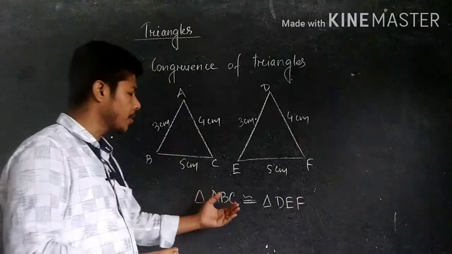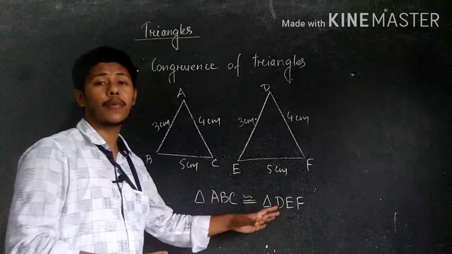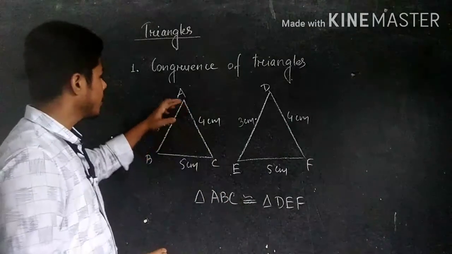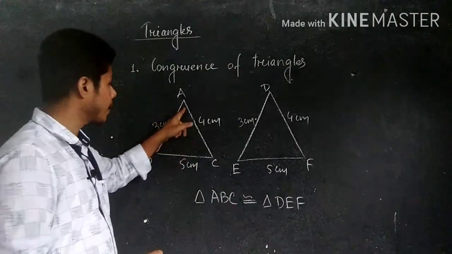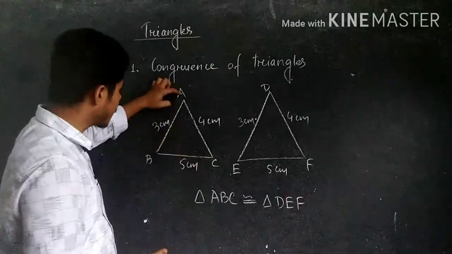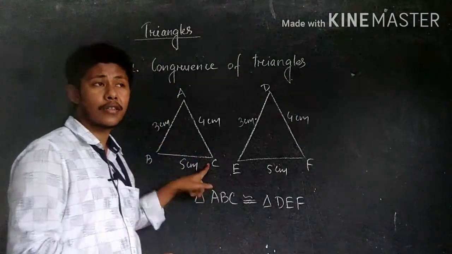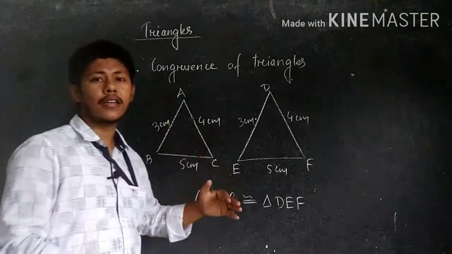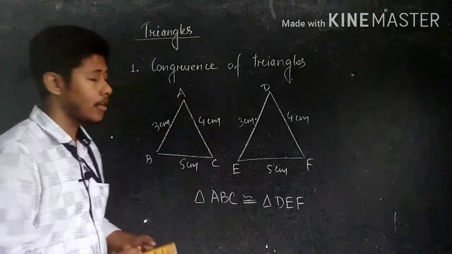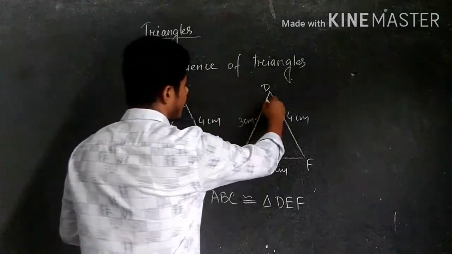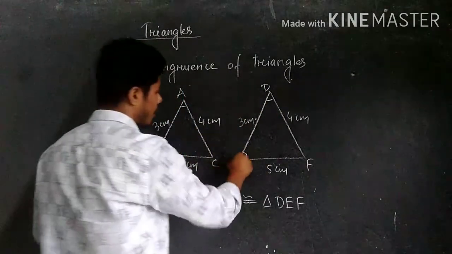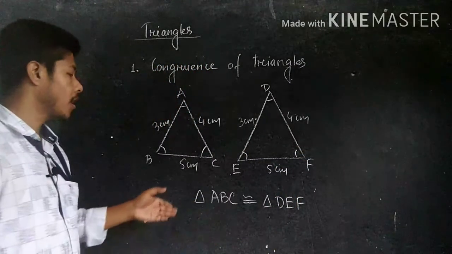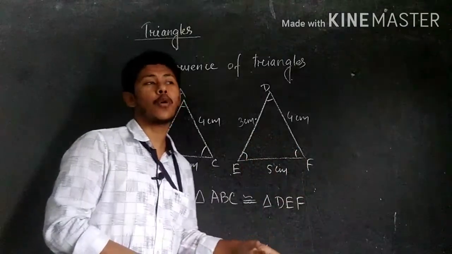Okay, now that means these two triangles are same. So if these two triangles are same or equal, that means not only the sides, we get the angles also. And what is the name of this A, B, C? These three are known as vertices. So if sides are same, in this case we can say their angles are also same. That means angle A is equal to D, B is equal to E and C is equal to F.